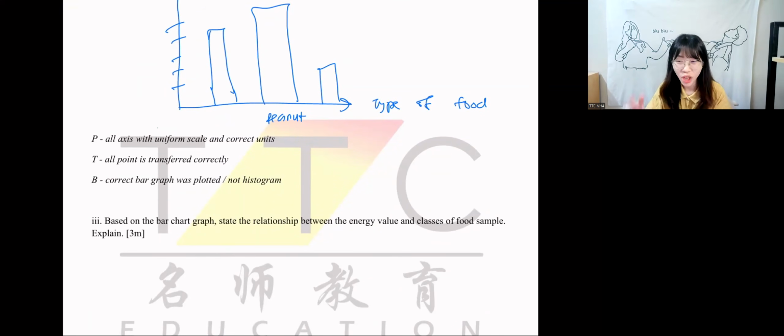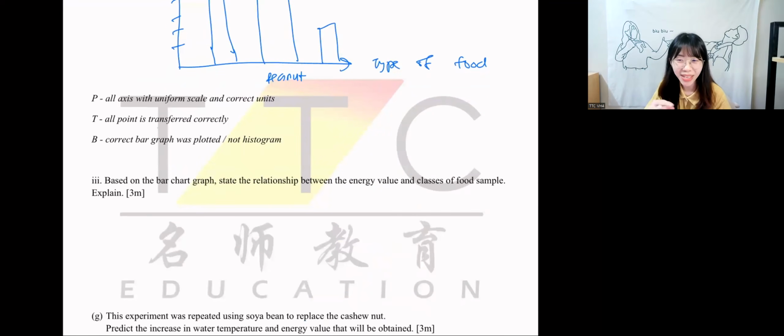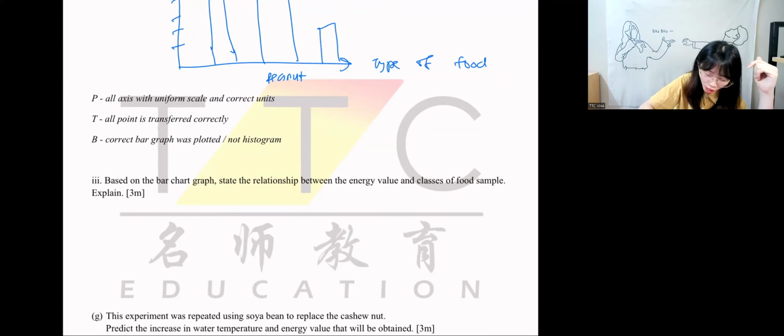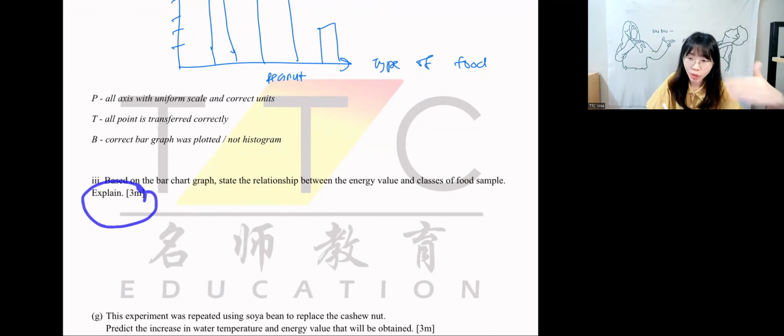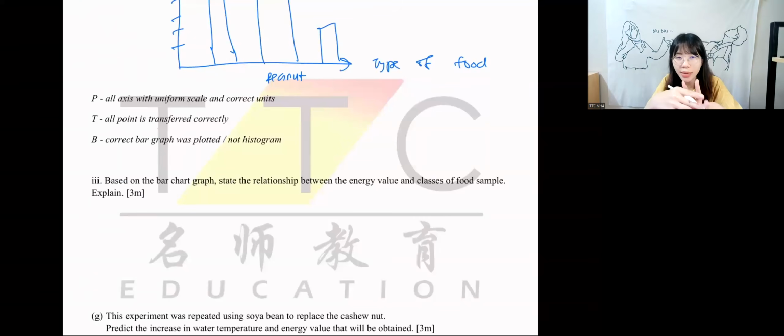Now, anyway, let me make a long story short. I know the time already passed. You all want to eat your lunch already. Let me teach you the way of answering. On the bar chart, state the relationship between energy value and the classes of food. Explain your answer. For every question with relationship, you have to say which food has the highest energy value. Then your explanation is based on the lipid content, because peanut has higher lipid compared to other classes of food. They will release more heat when 1 gram of food is completely burnt. So this is your explanation.